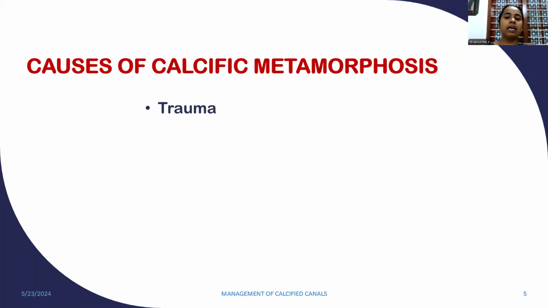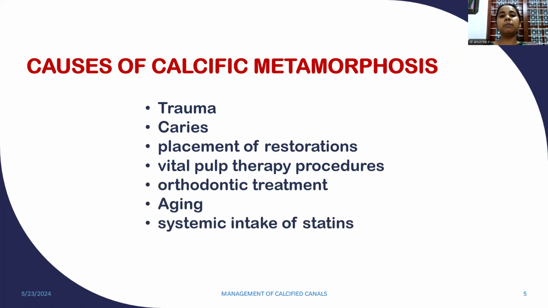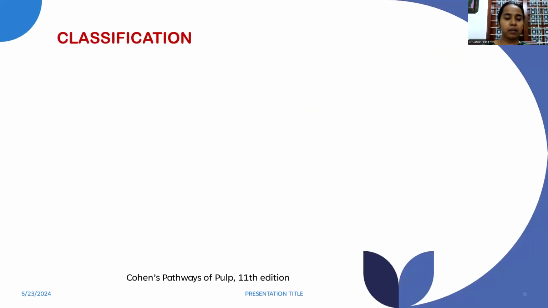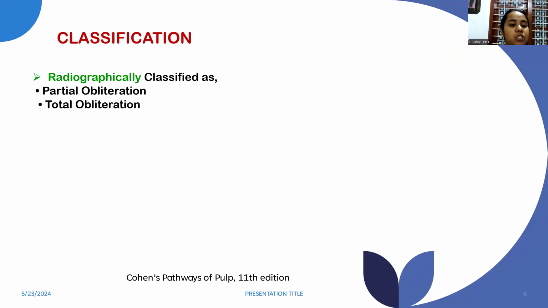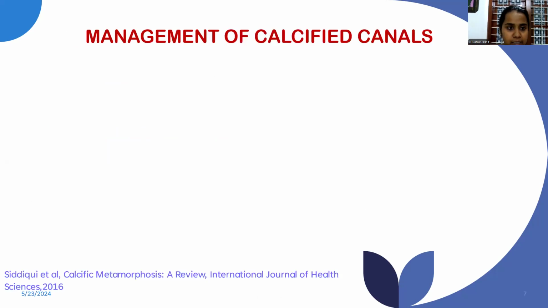Coming to causes, calcific metamorphosis can be caused by trauma, caries, placement of restorations, vital pulp therapy procedures, orthodontic treatment, aging, or systemic intake of statins. Calcific metamorphosis can be classified into partial or total obliteration, and according to Cronfeld and Boyle, it can be classified into diffuse or linear calcification and pulp stone or tentacles.